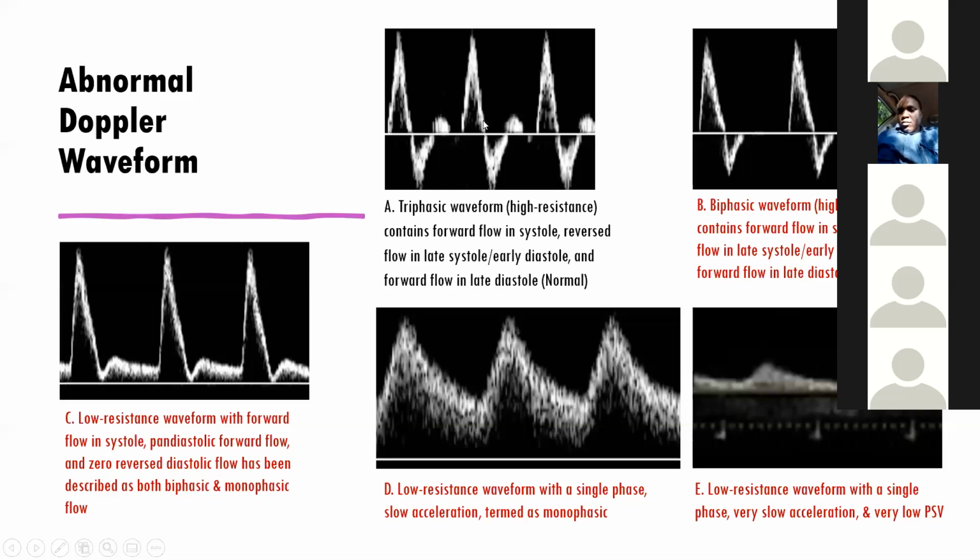Okay, so this is the normal triphasic flow, and this is abnormal, from B this is abnormal, and it depends on the severity of the disease. As blood flow keeps decreasing, the phase keeps decreasing. Okay, so this is biphasic, this is again biphasic but low with zero diastolic flow, and this is monophasic flow, and this is tardus parvus flow.